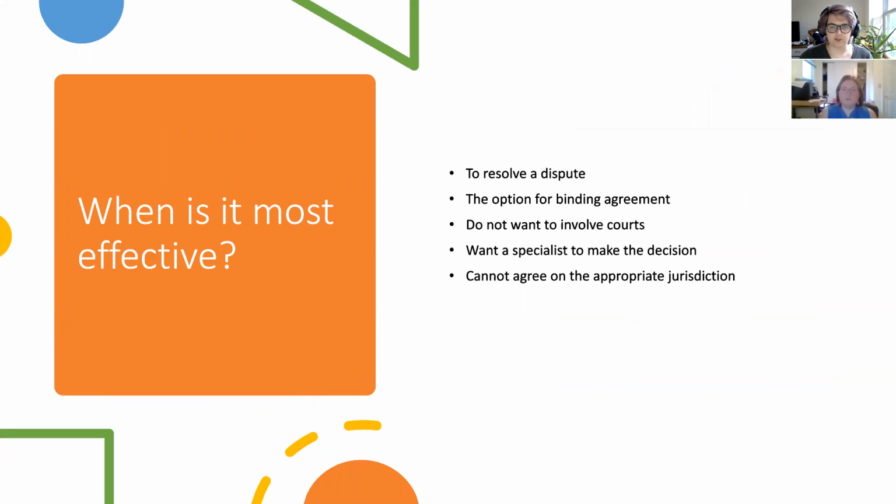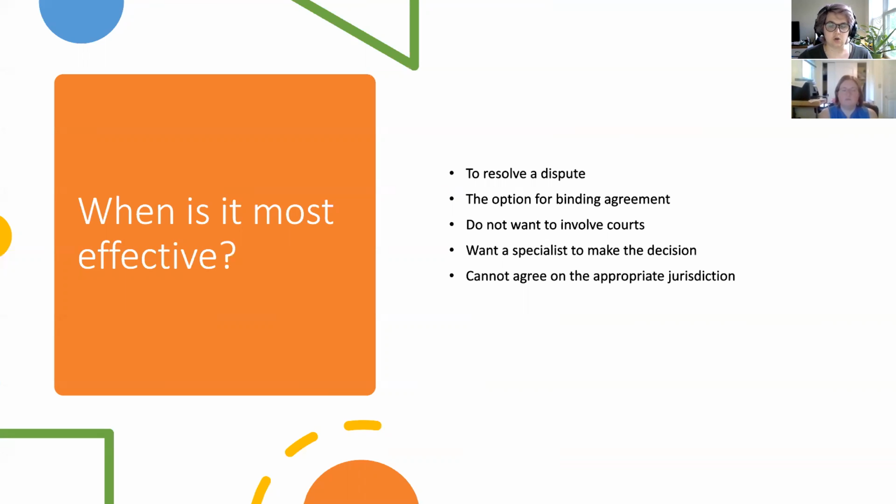So when is arbitration most effective? As we previously stated, arbitration is used to resolve a dispute, and it's typically something that is beyond a misunderstanding. If the parties want the option for a binding agreement, but may want to also have a non-binding agreement, then they would opt for arbitration. As previously stated, the courts would be binding and mediation would be non-binding. This gives somewhat of a middle ground.